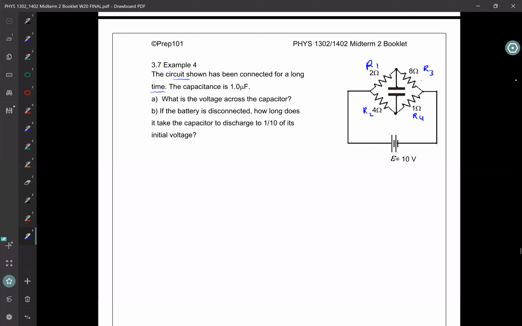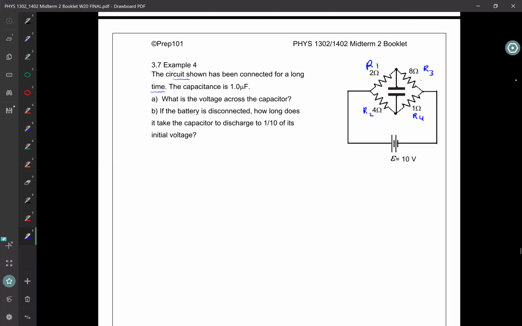So when the circuit runs for a long time, then the capacitor is full, because what happens is that when you start running the circuit, the capacitor will charge up. The battery will send current through the circuit, and the current will move and will sit as charges on the plates of the capacitor. After a long time, the capacitor becomes full, and it tells the battery that I'm full, please do not send any charge.